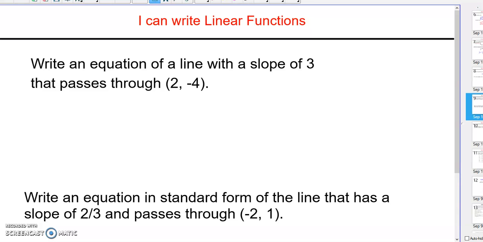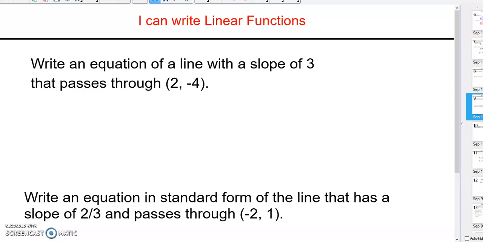Let's take a look at now some more challenging examples where we have to take situations or graphs or tables and convert them into equations of lines. So write an equation of a line with a slope of 3 that passes through the point (2, -4).